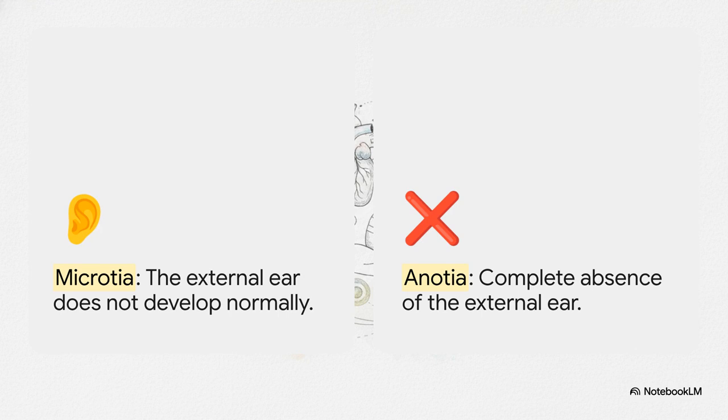First, we have Microtia, which is where the external ear is unusually small or partially formed during that first trimester. On the flip side, we have Anotia. This is an extremely rare condition where the outer ear and the ear canal completely fail to develop.